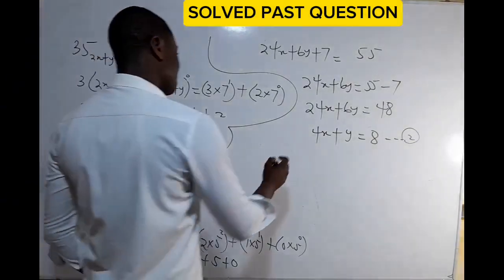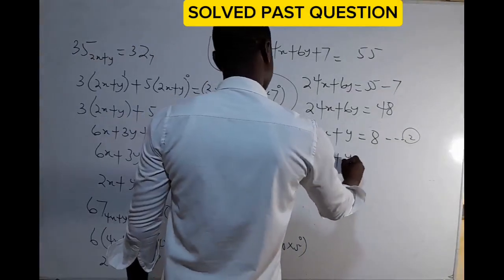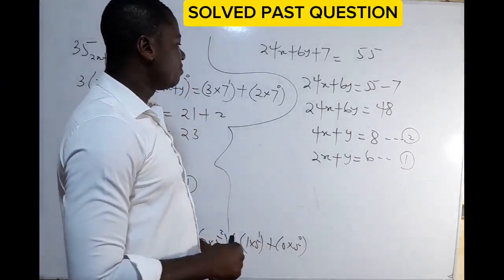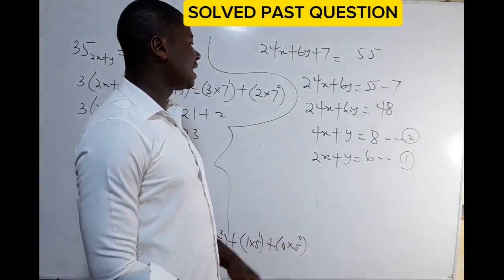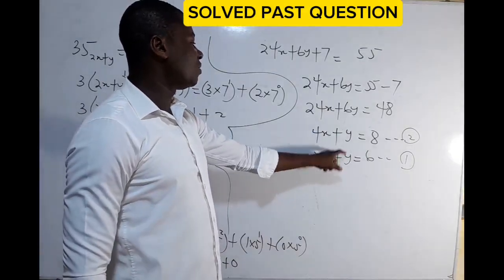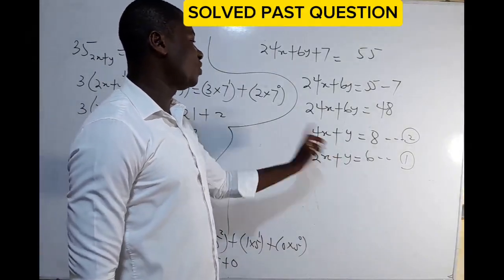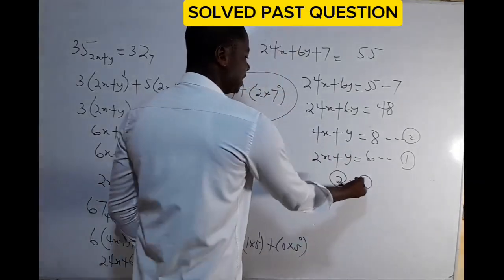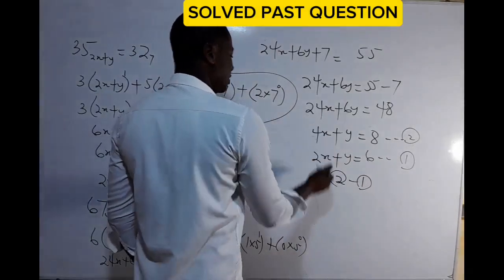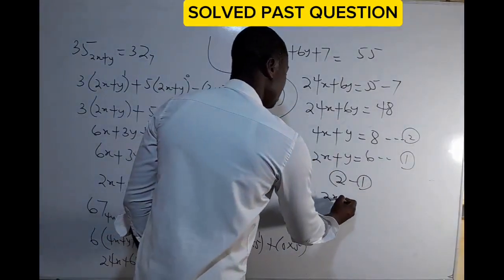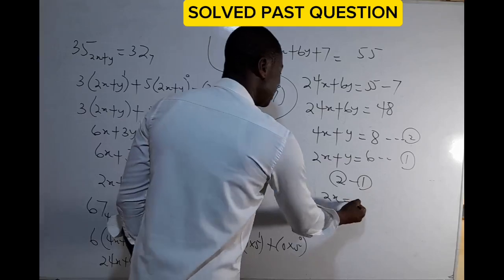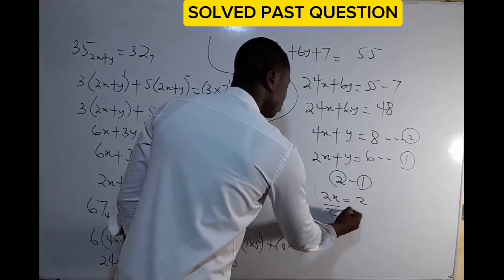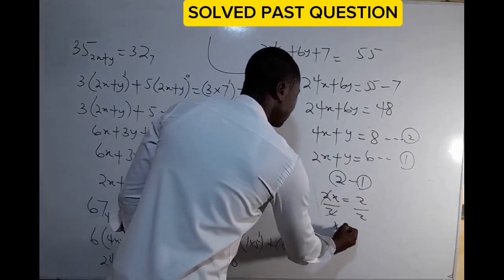Now let's bring the equation 1 here. We have 2x plus y is equal to 6. This is equation 1. So we can use the elimination method to solve this by subtracting one equation from the other, because the coefficient of the y term is 1 and they have the same sign. So we can write equation 2 minus equation 1. That means we are taking equation 1 from 2. So 2x from this will give us 2x. Then y from this will give us 0, so y is eliminated. Then 6 from 8 will give us 2. Then we divide through by 2, and we have x is equal to 1.